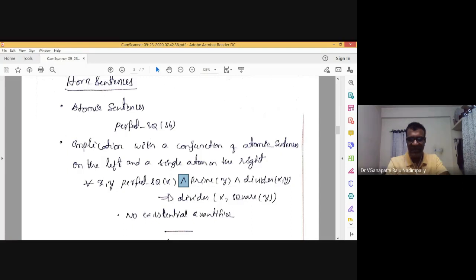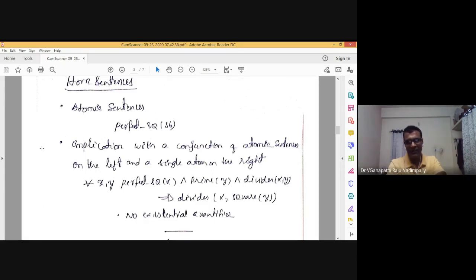Here these three atomic sentences are joined with a conjunction, with an implication at the left side. On the right side, you should have only one single atom. This kind of sentence can be called a Horn sentence. Is it okay? If it is okay, I will go to the next one.